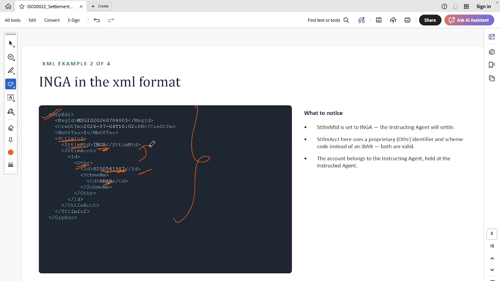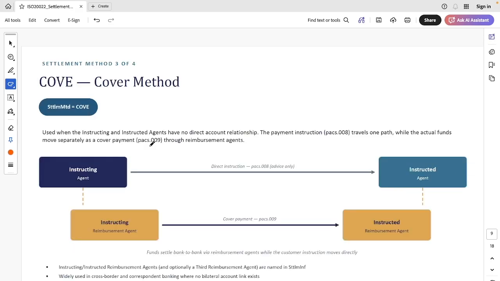Okay. Now we come to one of the most important settlement methods in cross-border payment, that is COVE. COVE means cover method. This method is used when the instructing agent and the instructed agent do not have a direct account relationship. So let us understand with a practical example. Suppose a bank in the US needs to send a payment instruction to a bank in Germany.